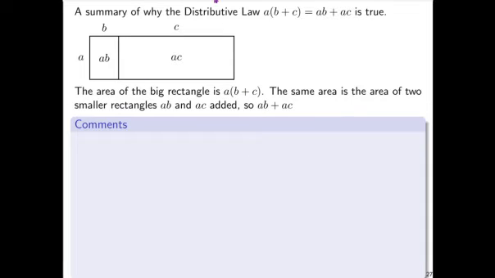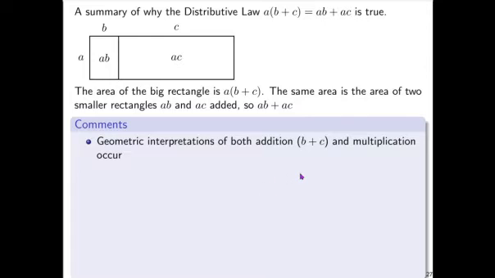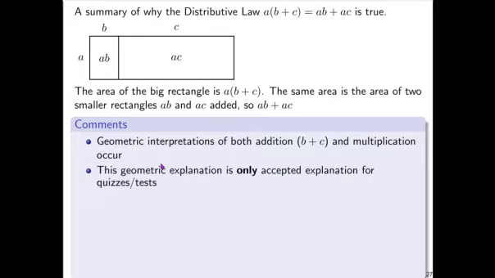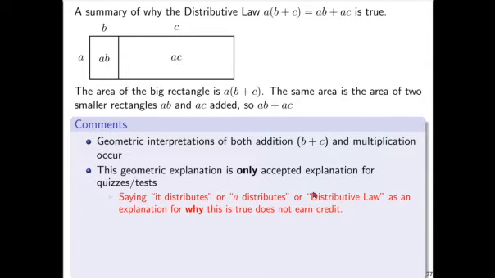Now, with all of this summarized at the top here, some comments. The geometric interpretations of both addition and multiplication occur. First, the addition right here in B plus C. Multiplication is all over the place, where there's A times that longer stick, and over here on the right side, A times B and A times C. So a lot of things are happening, lots of geometric interpretation. This geometric explanation is the only one accepted as an explanation for quizzes and tests. Sometimes, looking at this formula, people say it's true because it distributes.